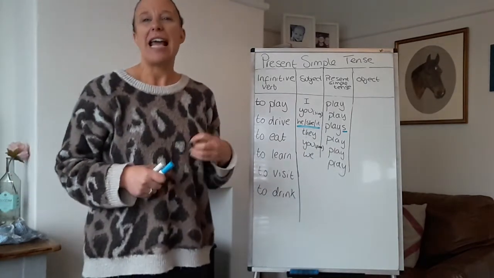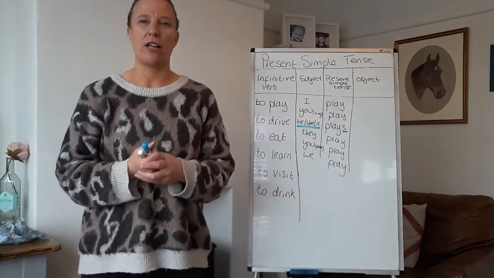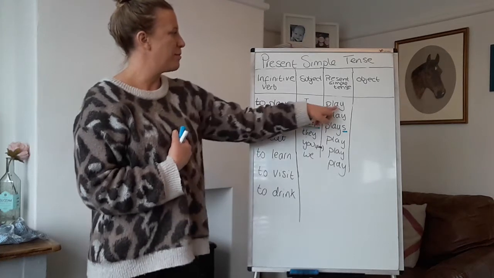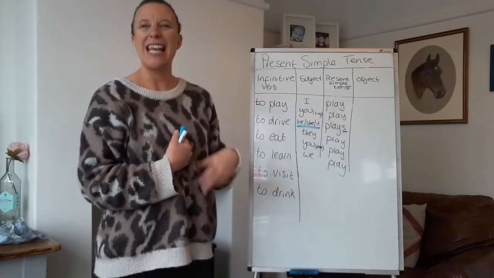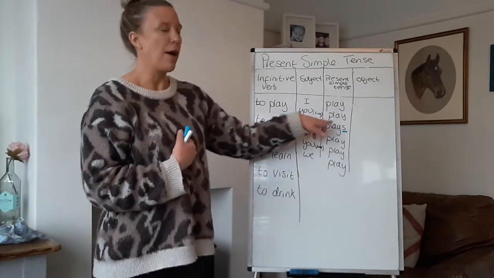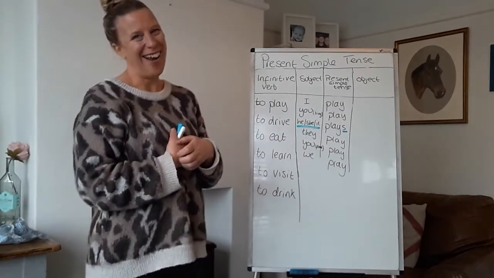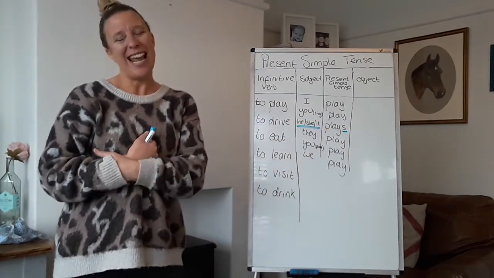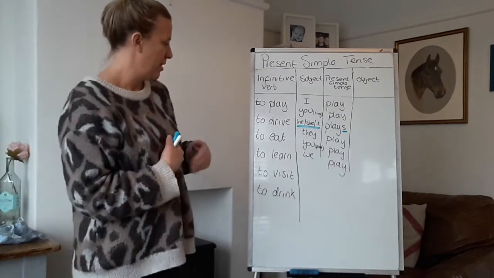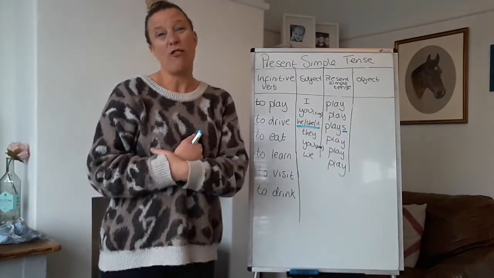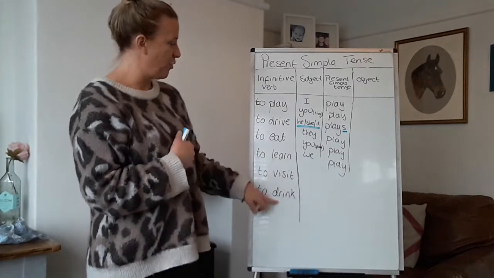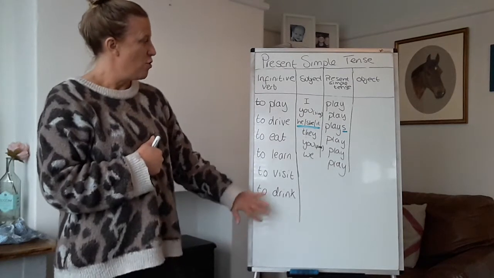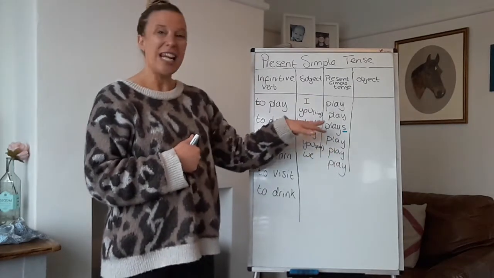So I play the guitar, he plays the guitar, she plays the guitar. So usually we add an s. So play becomes plays, drive becomes drives, he drives to work. Eat becomes eats, he eats pizza on Friday nights. Learn becomes learns, she learns English on a Thursday. Visit becomes visits, she visits her grandmother on a Sunday. Drink becomes drinks, she drinks wine on Friday night. So usually we just add s for he, she, it.